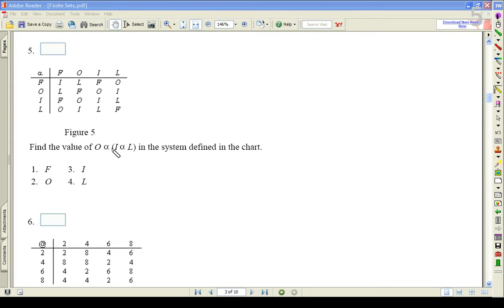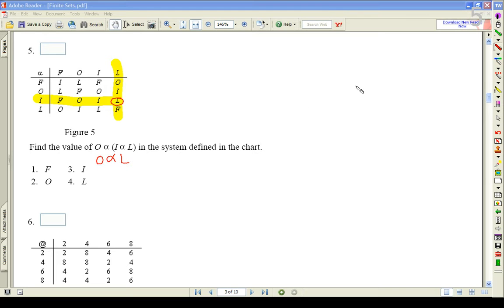So what this says is I have I, the alpha symbol, so I alpha L. So what I'm going to do is go across the I column or row, and then I want to go down the L, and where they intersect is the answer to that first set of parentheses here. And that would be L.